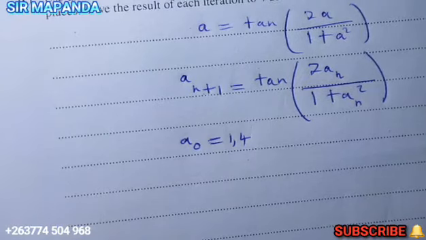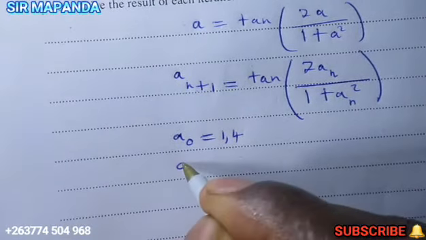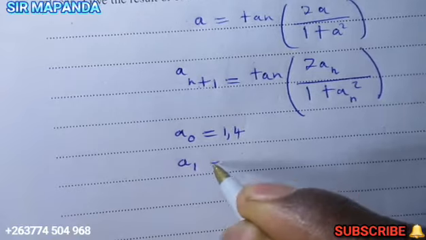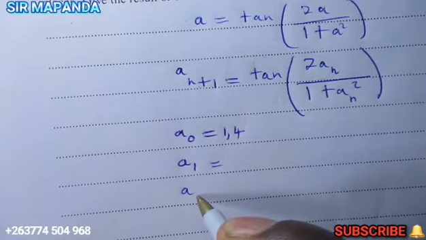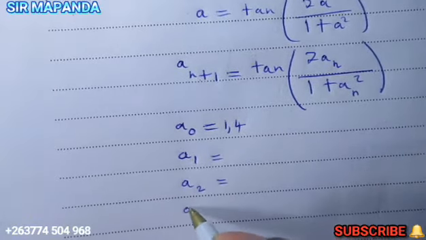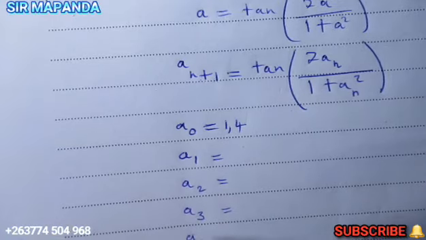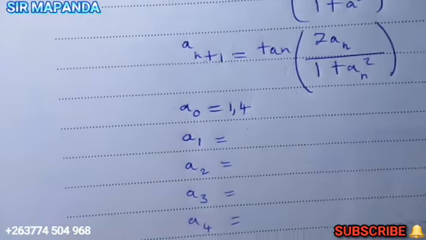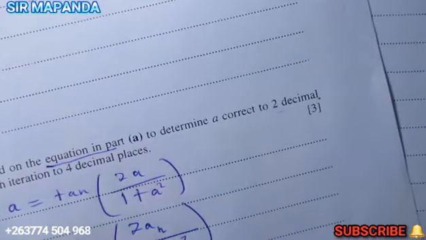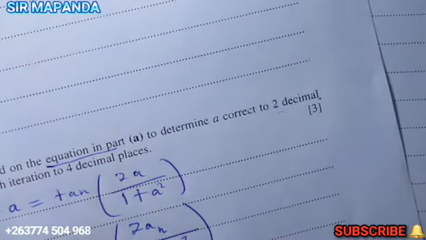I hope you are getting it, class. Right, so you have to find A1, A2, A3, A4 until the 2 decimal places required starts to recur. I hope you are following, class.